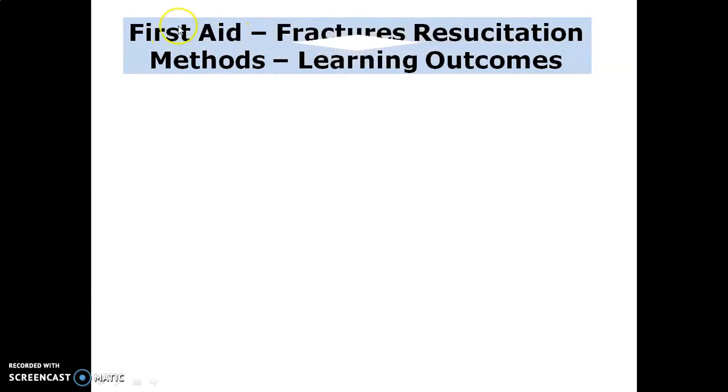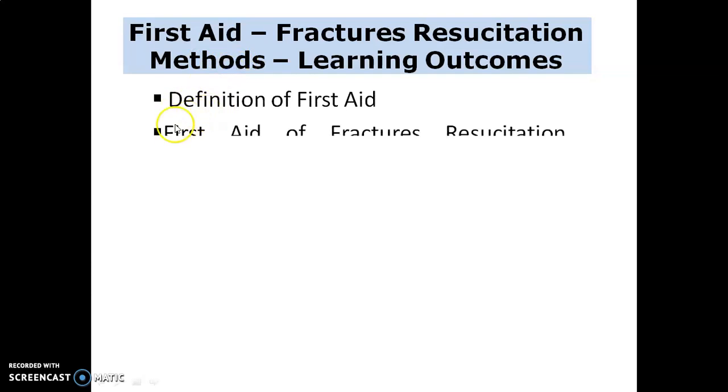Then next, what we learned from this topic: first aid, fractures, resuscitation methods. The learning outcomes are: first of all, definition of first aid and first aid of fracture resuscitation methods.